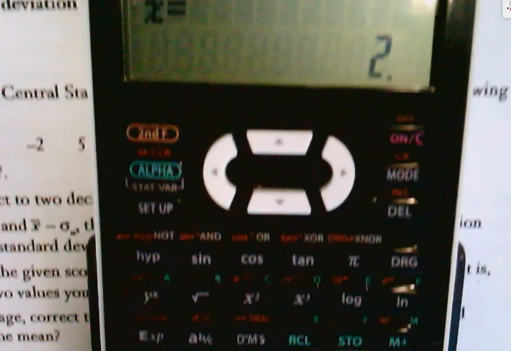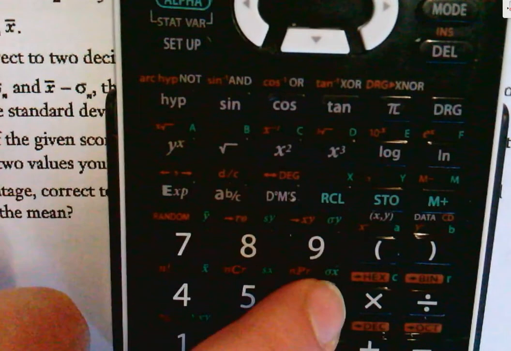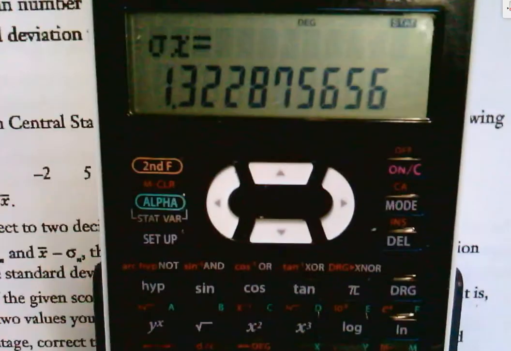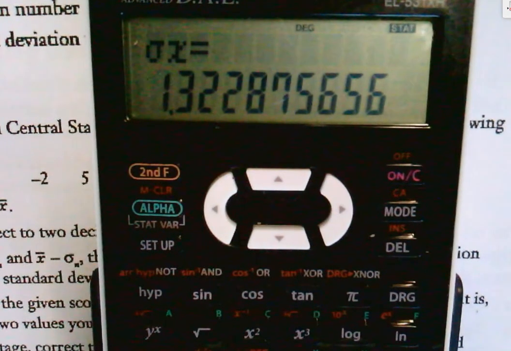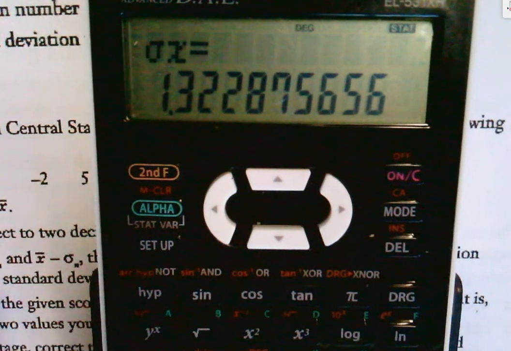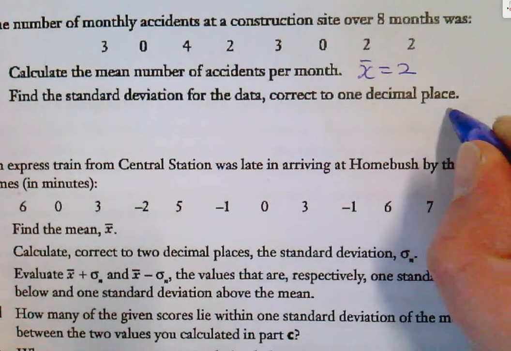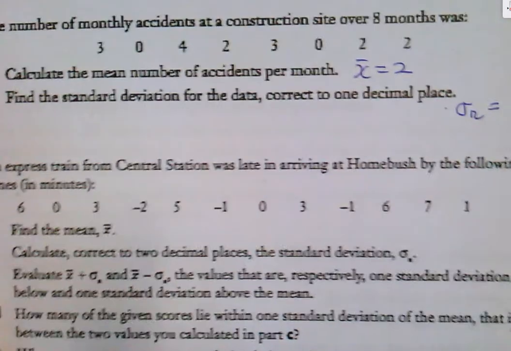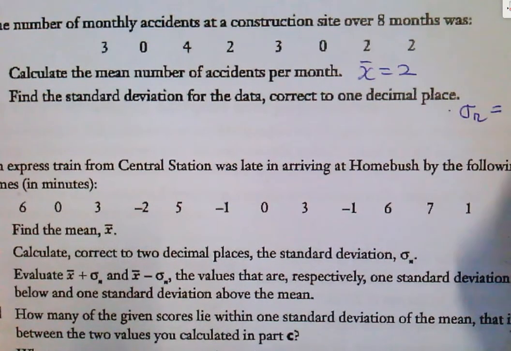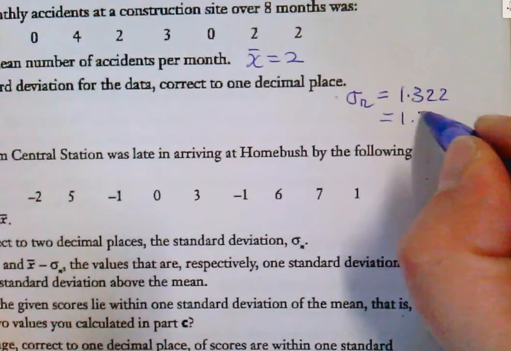And to do the standard deviation, you press recall and which button? 6. And you look at the screen and sigma X is 1.32 to 2 decimal places. The mean X bar is 2 and the standard deviation sigma X or sigma n, it doesn't matter, is 1.322. To 1 decimal place, it's 1.3.